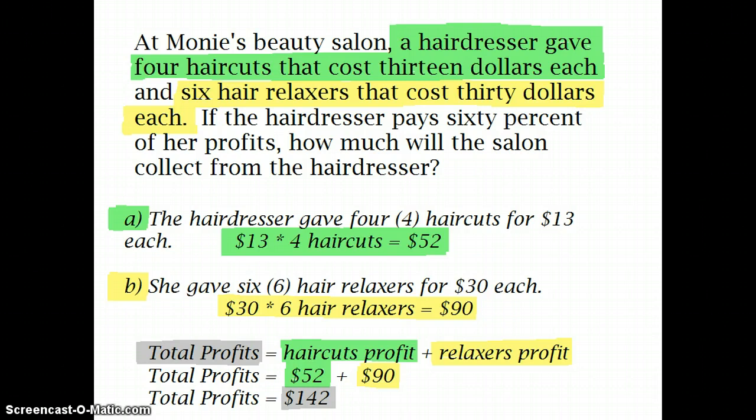So my total profits will be the money that I make from the haircuts plus the money that is made from the hair relaxers. That's $52 plus $90, so the hairdresser's total profit is $142.